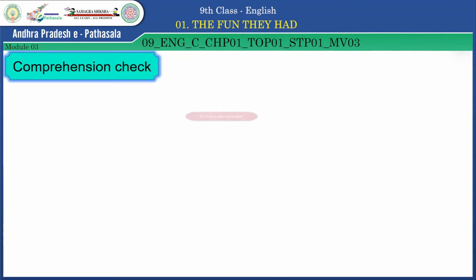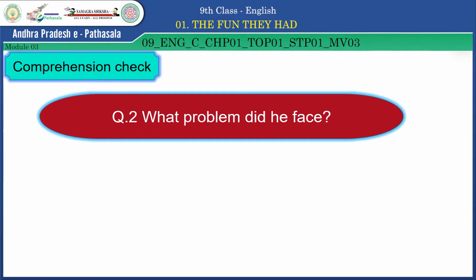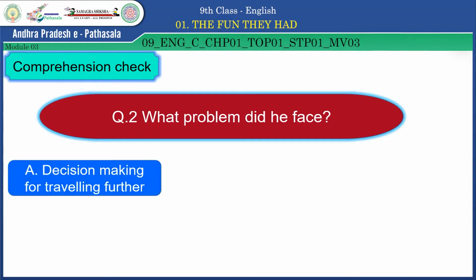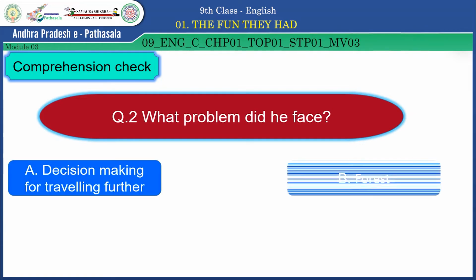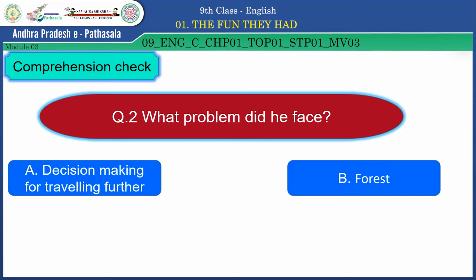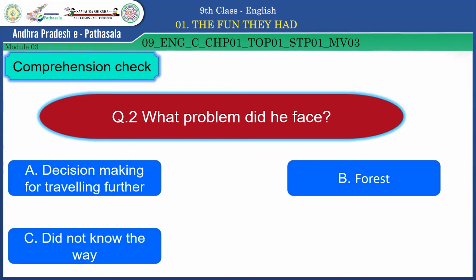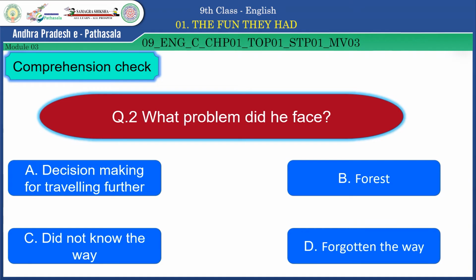Here is our second question. What problem did he face? Decision making for traveling further, or a forest is his problem, or he did not know the way, or has he forgotten the way? What problem did he face? What is your answer?